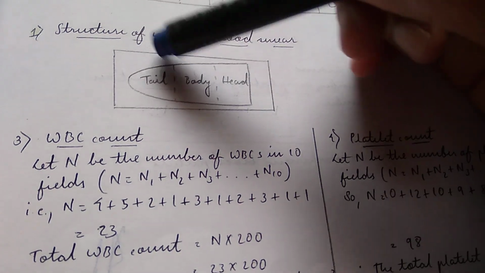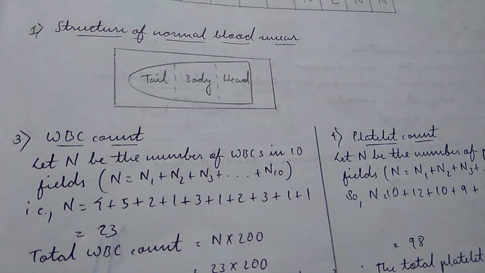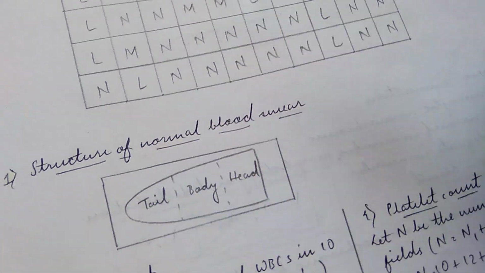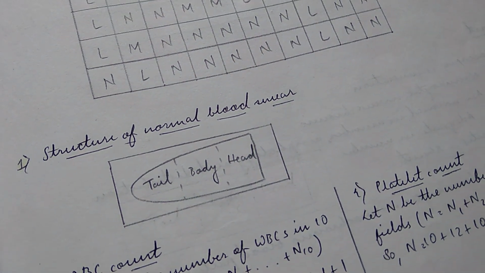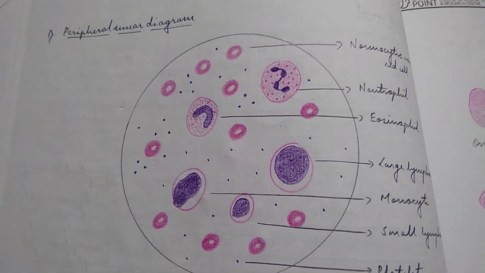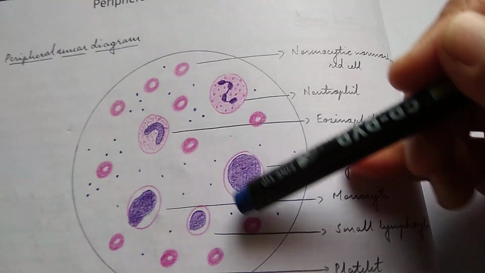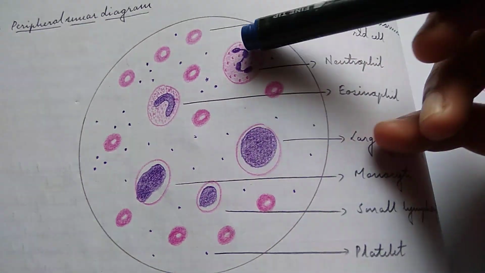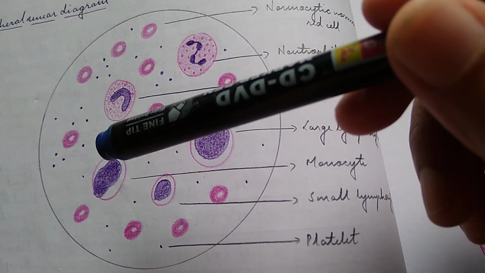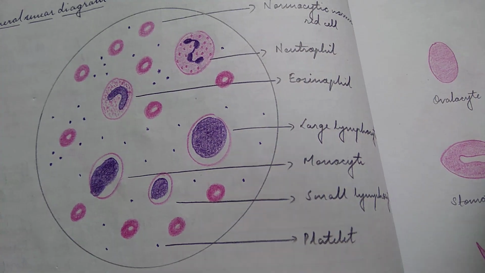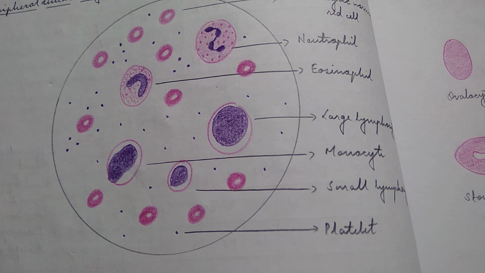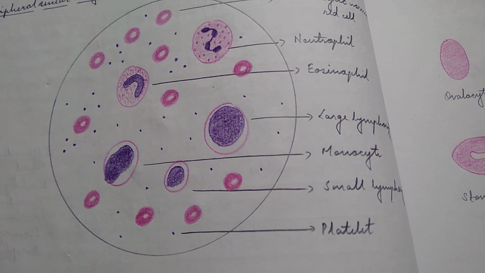So this is the structure of normal blood smear, head, body, tail. Where will you observe? You have to observe here, right? At the tail, actually. Actually, it says at the junction of body and tail you should observe. You should calculate because you'll have one cell layer there. So this is how your peripheral smear will look. So here you have the RBCs, here you have the neutrophil. This is a large lymphocyte, this is a small lymphocyte, and what is this? Eosinophil. Eosinophil will have what? Spectacle kind of nucleus, isn't it?